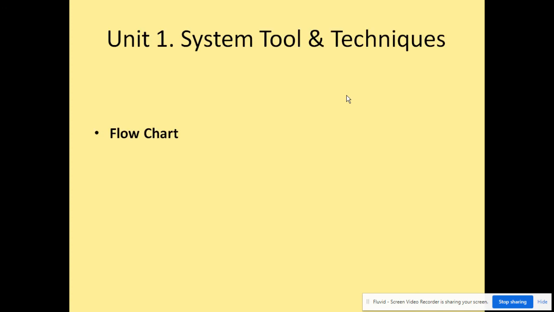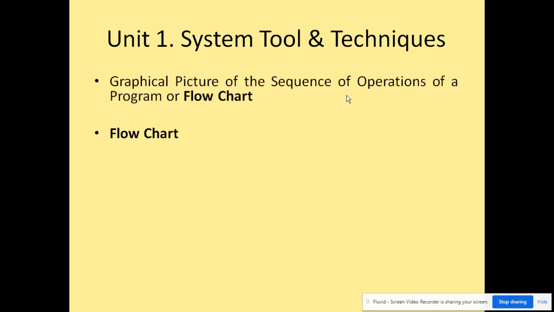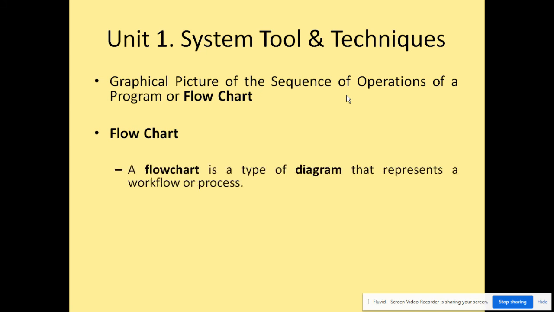Okay, so let's start with unit 1, the system tools and techniques. Let's start with the flowchart. What is a flowchart exactly? Let's define the flowchart. Obviously, it's a graphical representation that describes the sequence of operations of a program. Means suppose you have some program, you can describe it in a graphical manner. In the next slide, I have an image to represent the flowchart. We'll focus on that. But before, let's understand about the flowchart exactly.